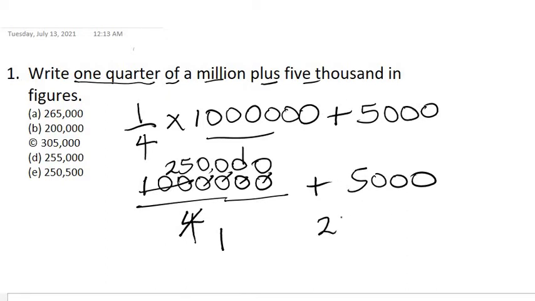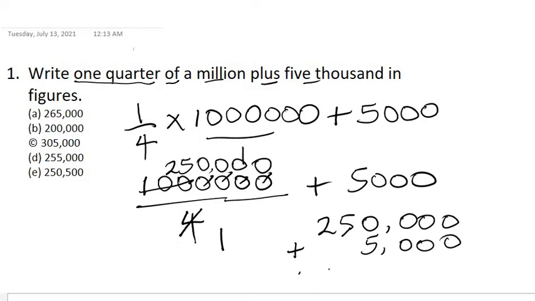So 250,000 plus 5,000. Our final answer will be 255,000, which is D.